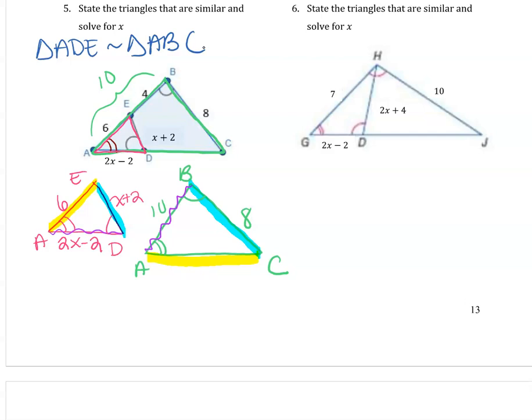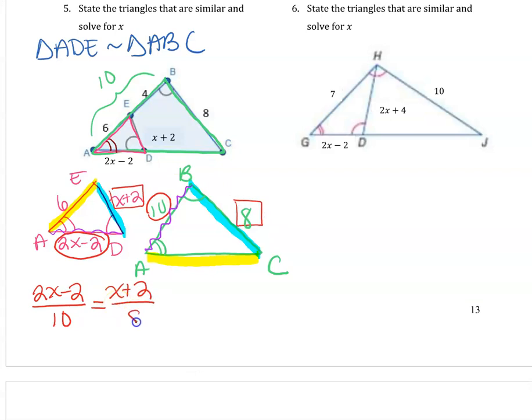Now let's solve for x. So in order to solve, I see that this has a corresponding pair. So 2x minus 2 is to 10 as x plus 2 is to 8. Okay, so now we're good to go. We can set up and solve. So this is 8. I'll actually distribute as I go.